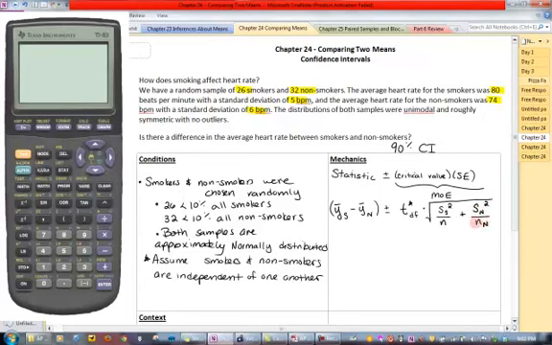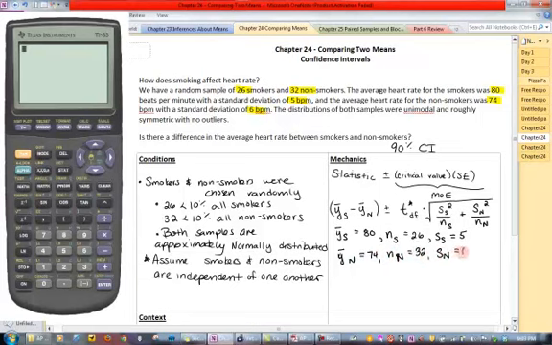Before we use our calculator to create our confidence interval, we're going to call out the various inputs that we're going to put in here. y bar for smokers is 80, the number of smokers was 26, and the standard deviation for our smokers was 5. The mean for our non-smokers was 74. The number of non-smokers was 32, and the standard deviation for our non-smokers is 6.